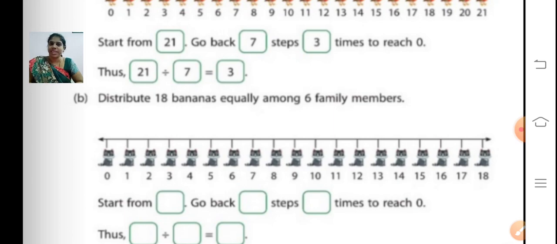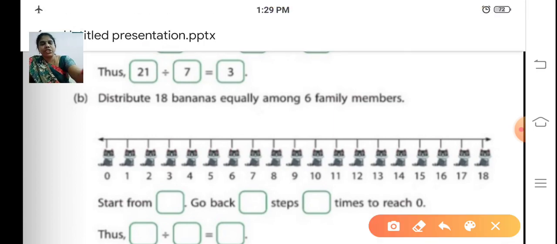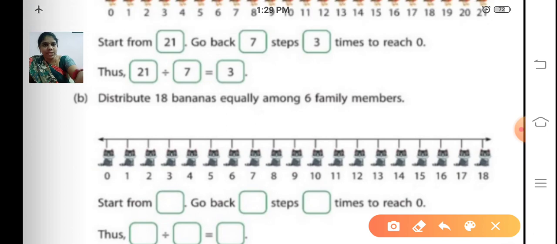So 0 to 18. It is already drawn, so no need to draw. The number line is from 0 to 18 as there were 18 bananas. So 0, 1, 2, 3, 4 till 18. Now which number do we start from? We have to start from number 18.